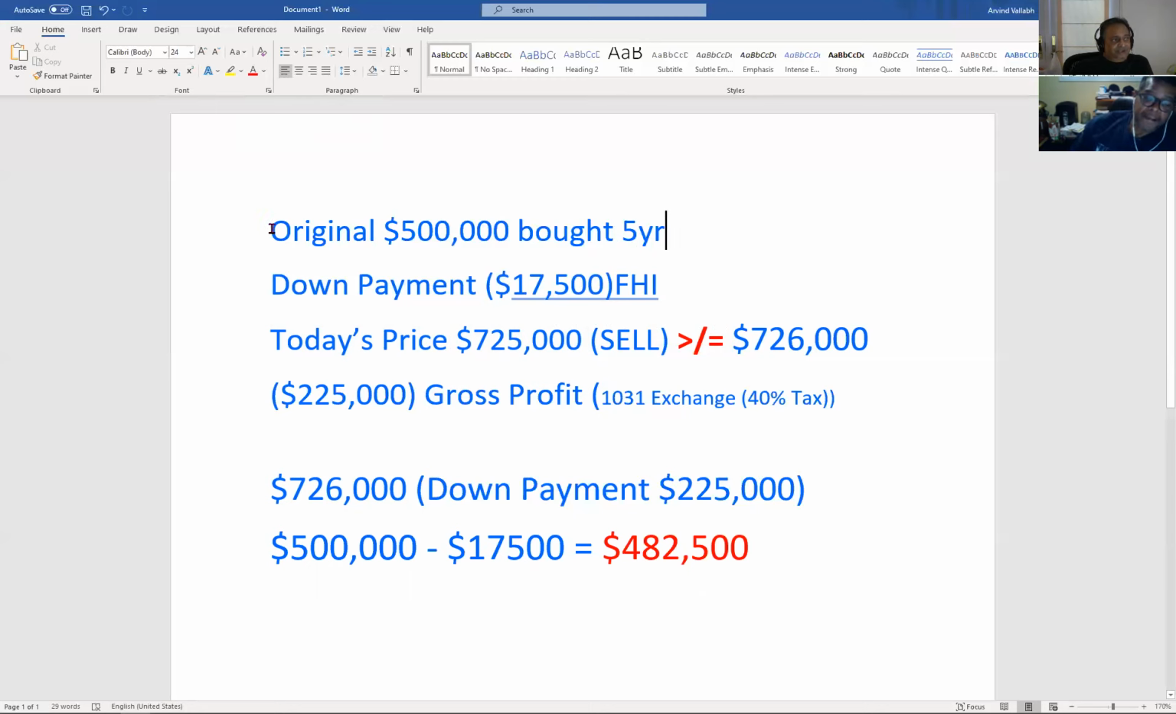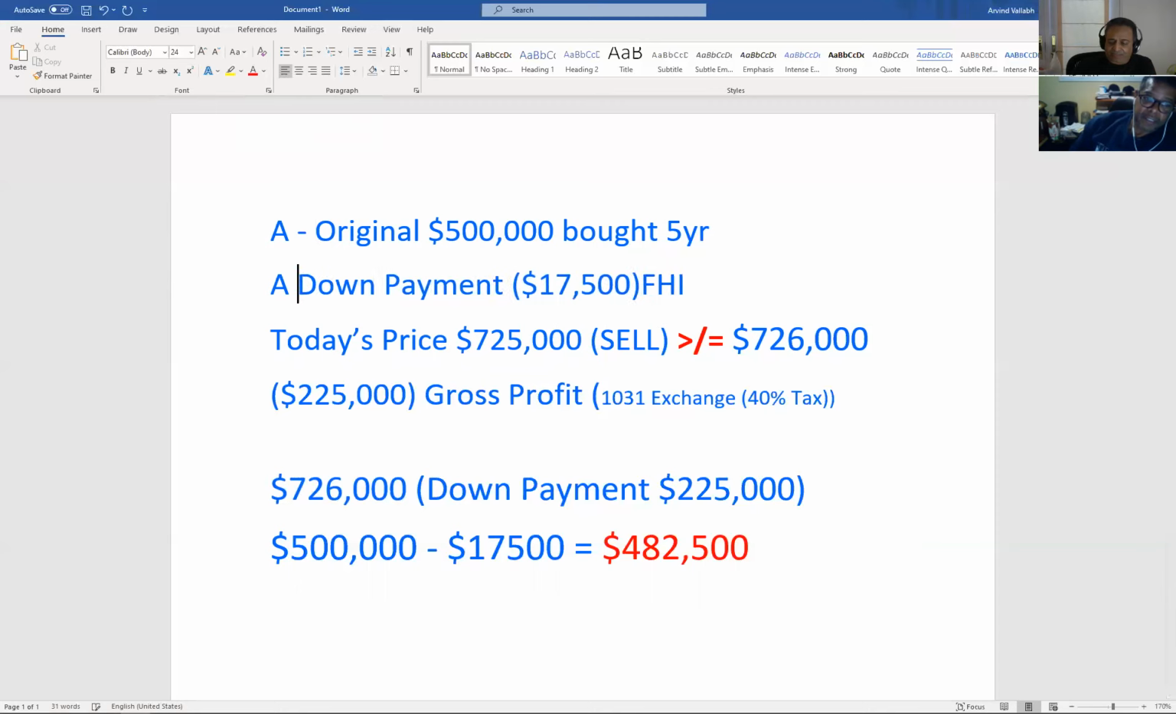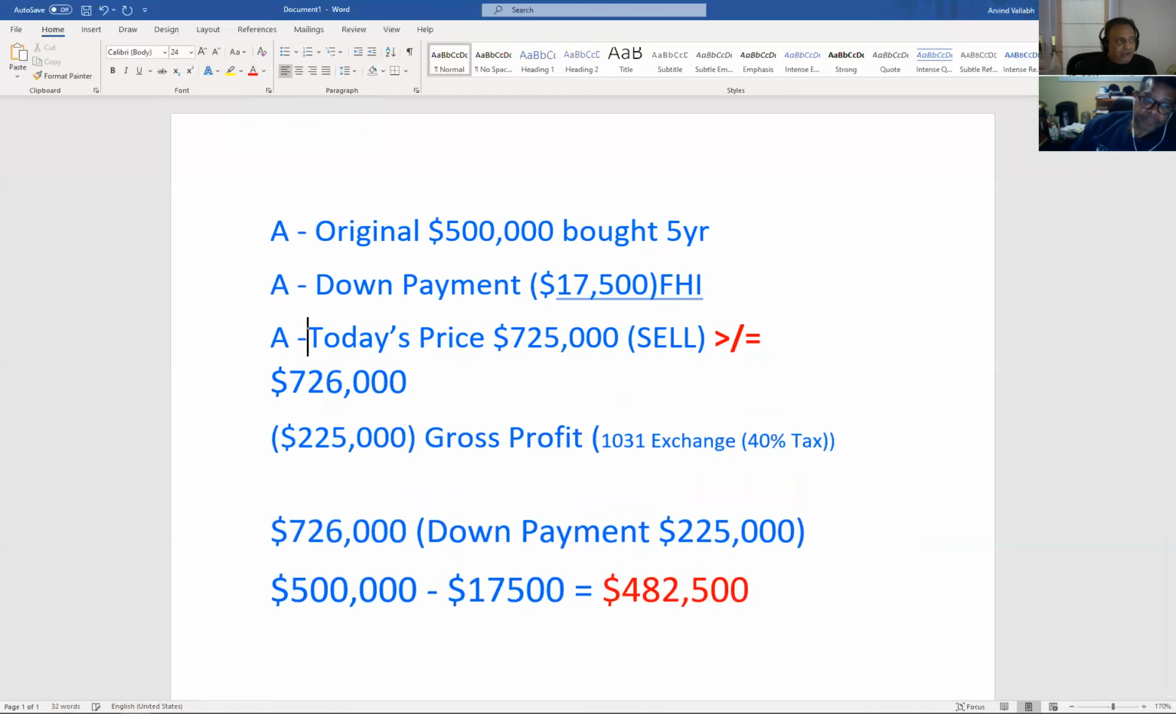You, as the original person, we'll just call him partner A. We'll label everything accordingly so you'll understand it. A bought the house at $500,000. He put down that much down payment. A sold the property for that much.